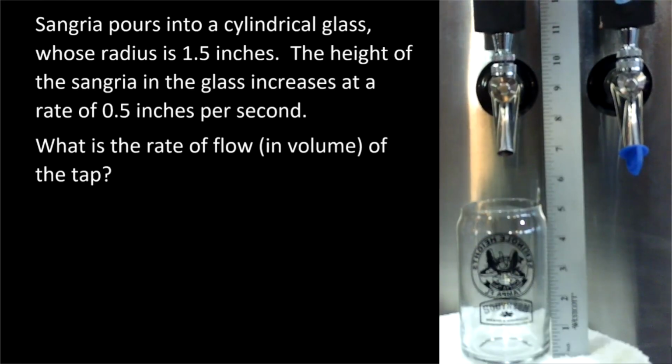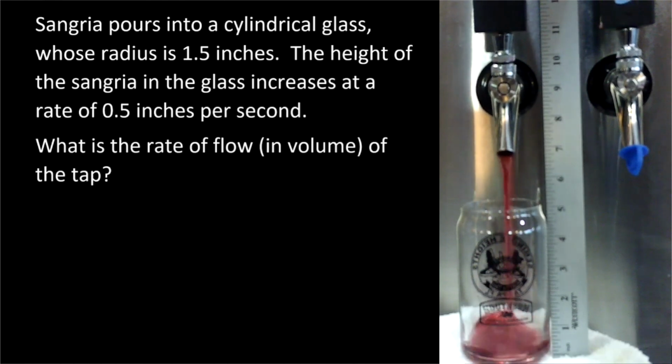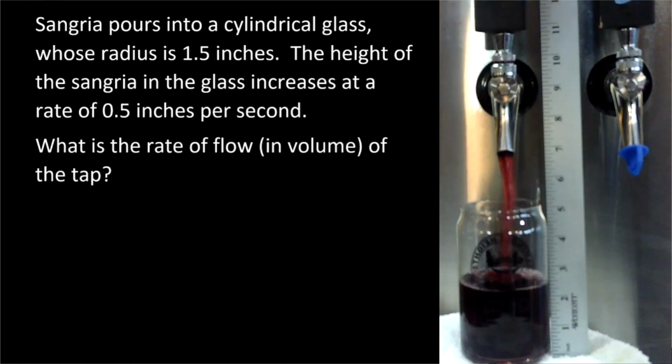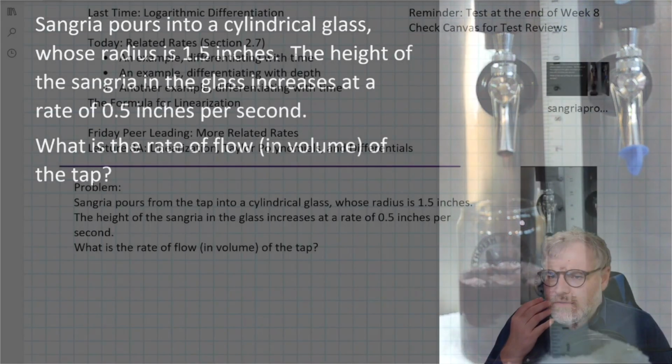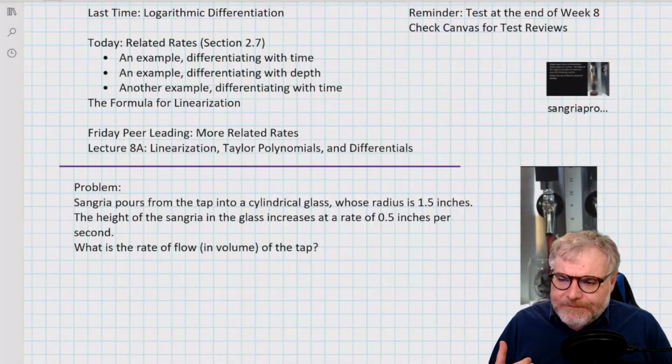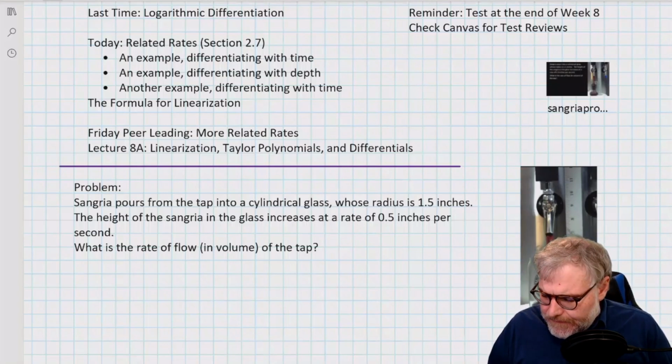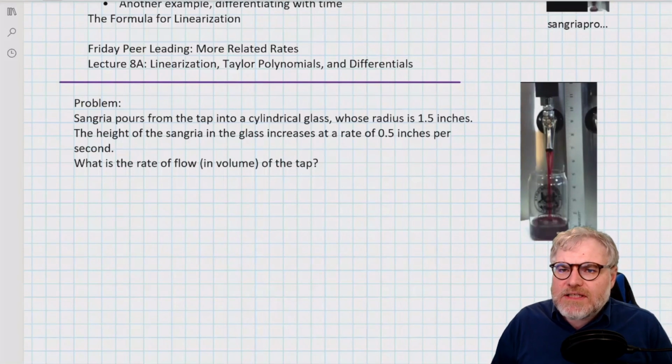As sangria is pouring from the tap into the cylindrical glass, the radius of the glass is 1.5 inches. The height of the sangria is increasing in the glass at a rate of 0.5 inches per second. And what I want to know is the rate of flow, the volume rate of flow, of the tap. Okay, so that's a typical style related rates problem, and this one's a little simple, so we can get at some of the aspects of these problems. Okay, so let's look at this problem.